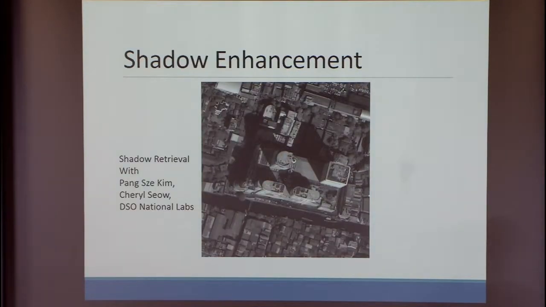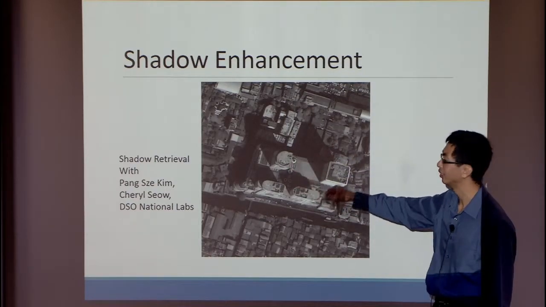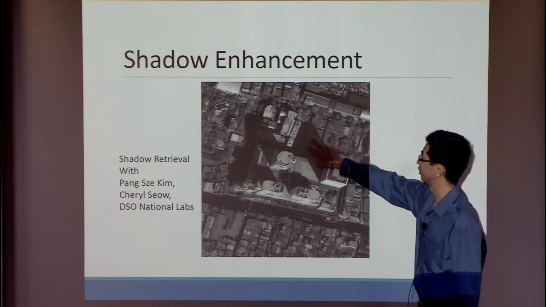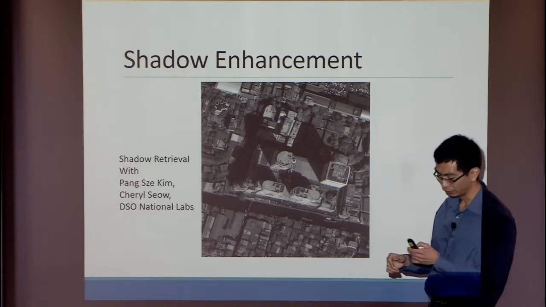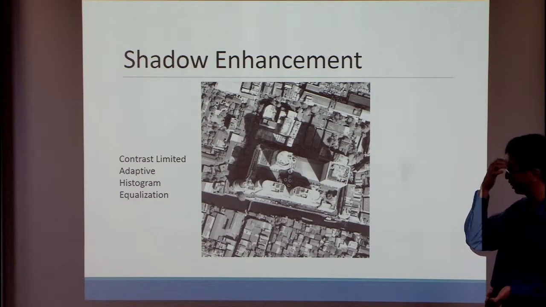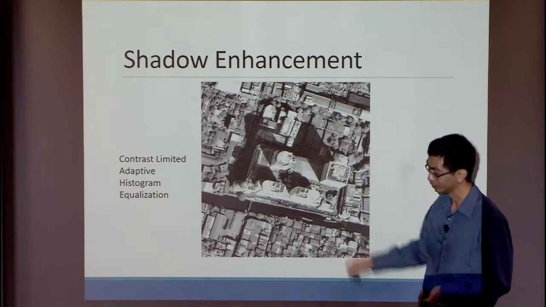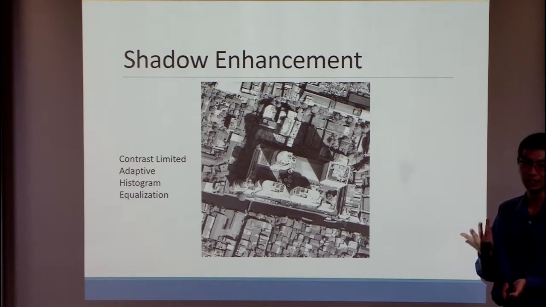So the next one is on shadow retrieval. In satellite imaging, tall buildings tend to cast shadows and block the view. There are some means to recover this. If you do your favorite Adobe and throw some of the latest enhancement at it, they don't really get very good results, because you don't have enough information to see.